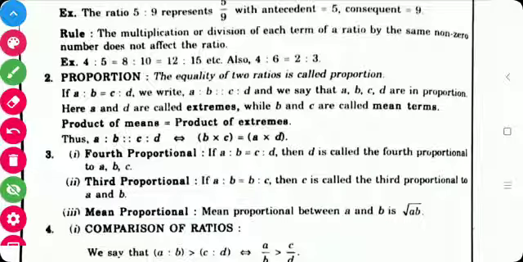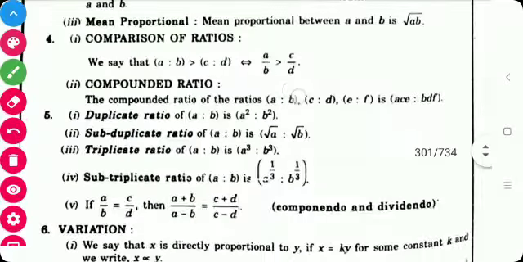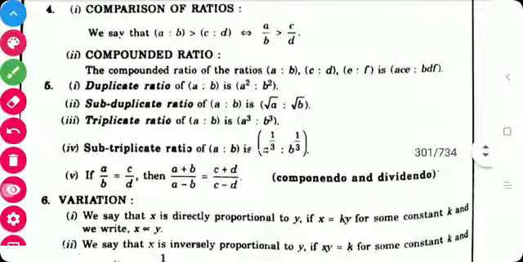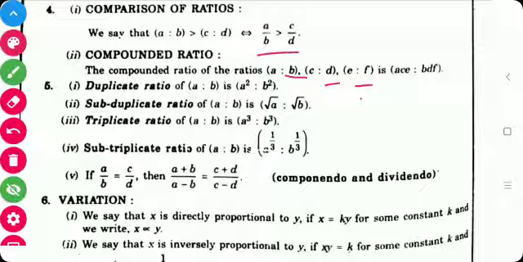Okay. Next is comparison of ratios. So we say that if A as to B is greater than C as to D, then A upon B is greater than C upon D. Then compound ratio. The compound ratio of the ratios A as to B, C as to D and E as to F is ACE as to BDF. So that is the compounded ratio.